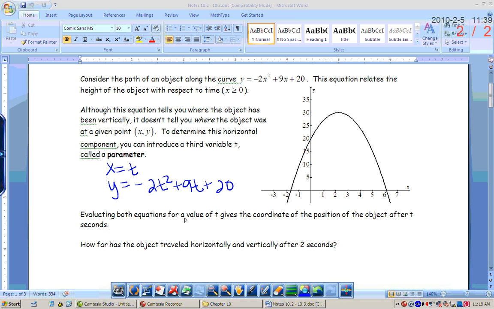If you evaluate both equations for a value of t, it gives you the coordinate of the position of the object after t seconds. So, for example, how far has the object traveled horizontally and vertically after 2 seconds? Well, after 2 seconds, it will have traveled horizontally 2 units, because in this case x just happens to equal plain old t. And it will have traveled vertically whatever you get when you plug a 2 in for t in the y equation, which happens to be 30.